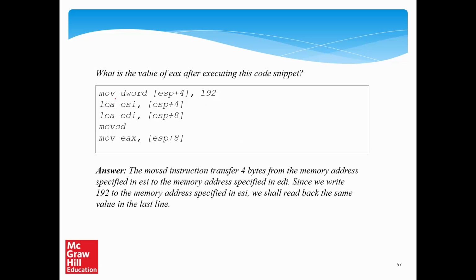First we have a move instruction. We move the value 192 to ESP plus 4, and we move 32 bits, so we move a double word, 32 bits, to the location ESP plus 4. This is the stack pointer. The stack pointer is pointing to a location, and on top of that we save 192.